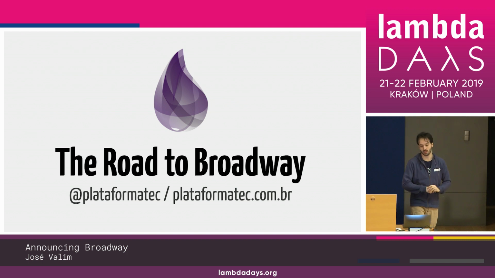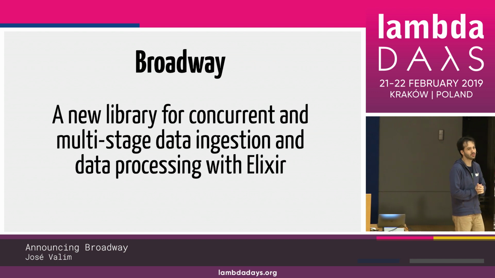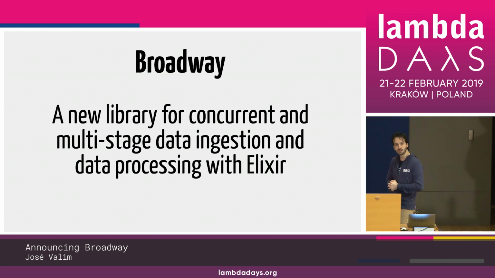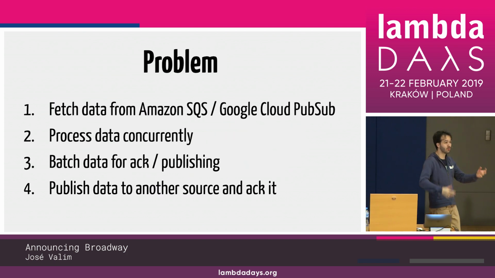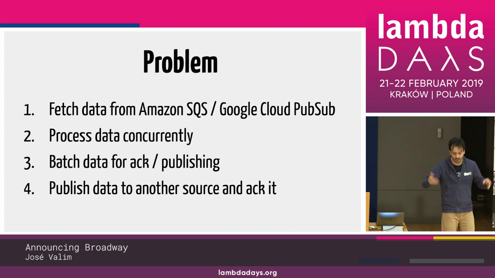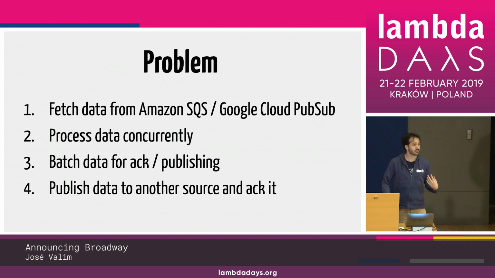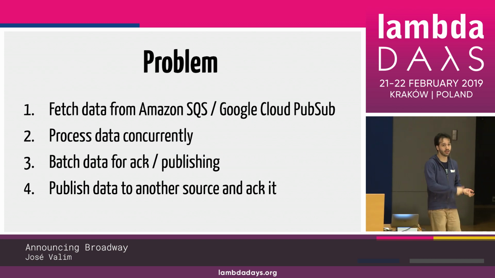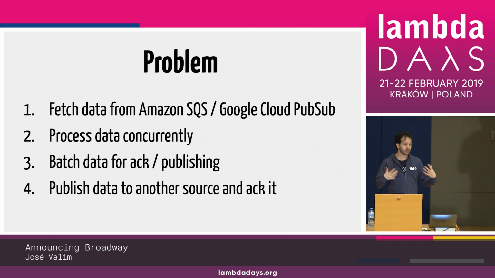So what is the problem that Broadway tries to solve? Imagine you are storing data in a queue system like Amazon SQS, Google Cloud PubSub, RabbitMQ, Apache Kafka, whatever, and you want to get the data out of the system and process it concurrently as efficiently as possible, efficient in terms of time and in terms of cost. And that's what Broadway allows you to do.